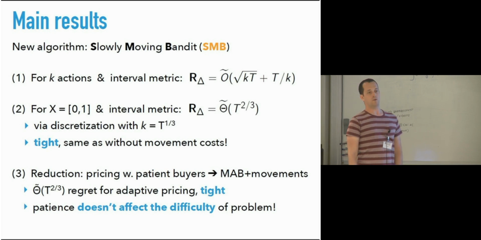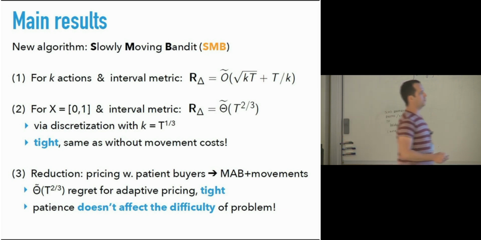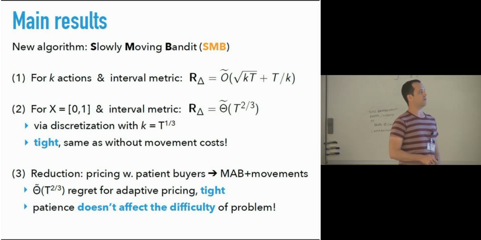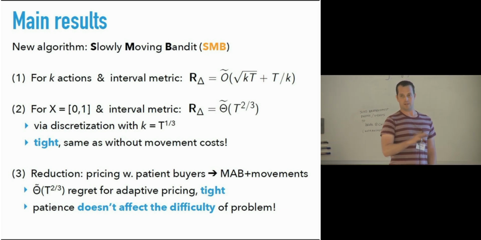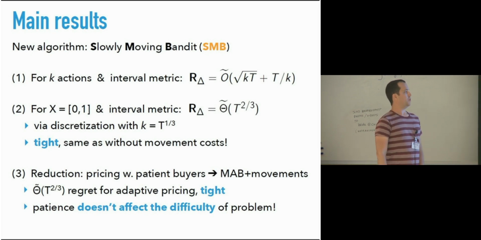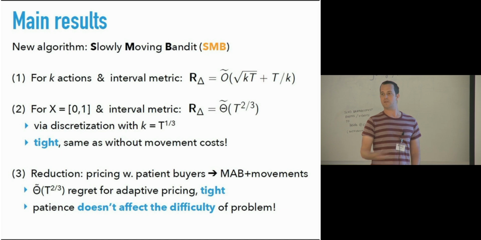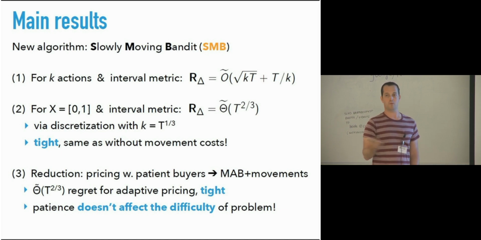We introduce a new algorithm we call the slowly moving bandit algorithm. For k actions in the [0, 1] interval and the natural interval metric, we get this regret bound. So we get this additional term of t over k. And when we apply this to the entire [0, 1] interval via discretization, we get this tight regret bound, the same discretization as before, which is tight even without movement cost. So introducing movement cost to the problems did not change the complexity of the problem at all, which is kind of surprising.